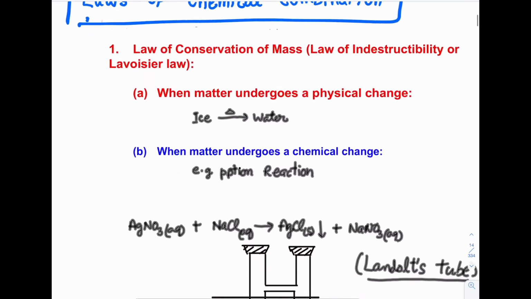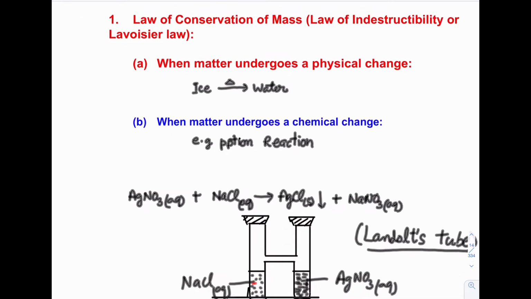Matter can be changed from one state to another state, but during that process, its mass will remain constant. Like if we take 100-gram ice, on heating, it will give 100 gram of water. It is a physical change, but the mass of matter remains the same.